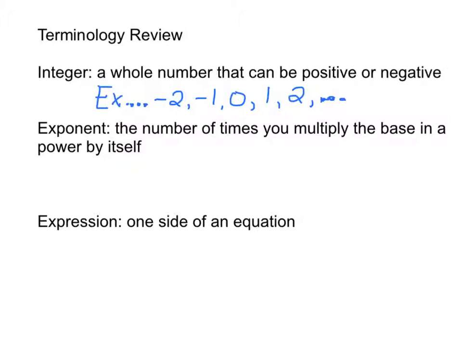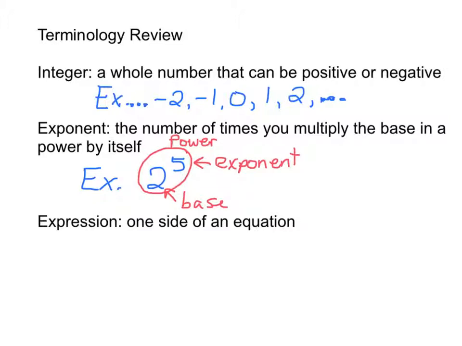Next, we have exponent. An exponent is the number of times you multiply the base in a power by itself. A quick example would be 2 to the power of 5. The 5 is the exponent, and the 2 is the base. The whole thing is called a power. If we write the power out as a repeated multiplication, we're going to write 2 times itself 5 times. That's what the exponent means. It tells us how many 2's we're multiplying together.